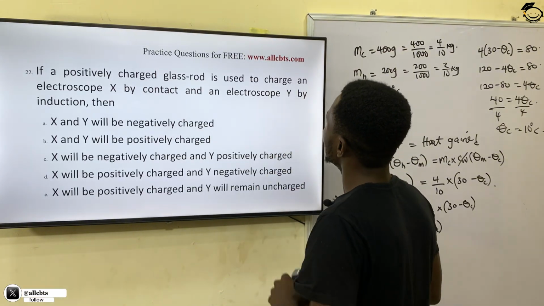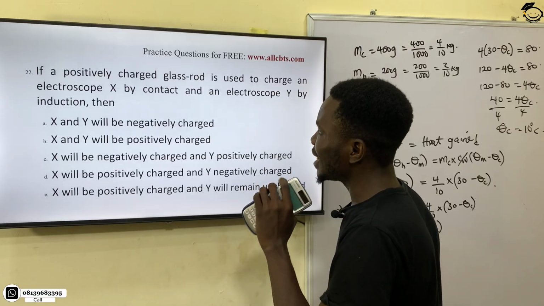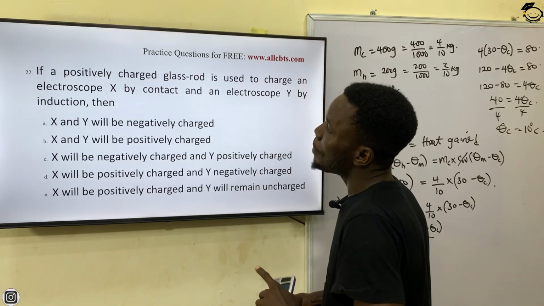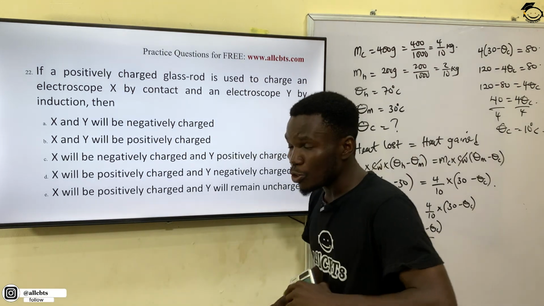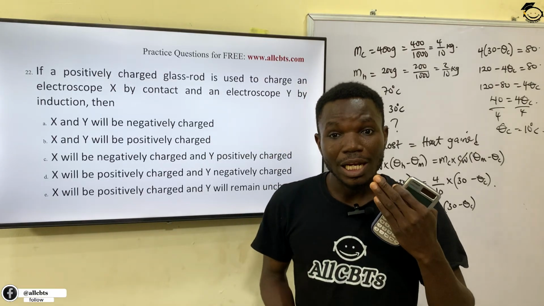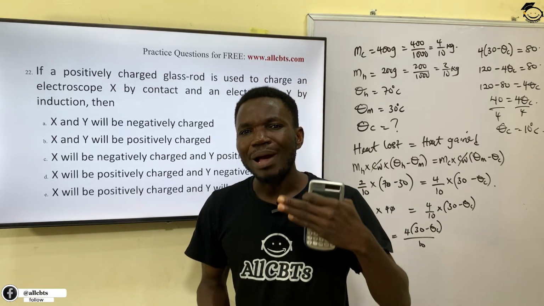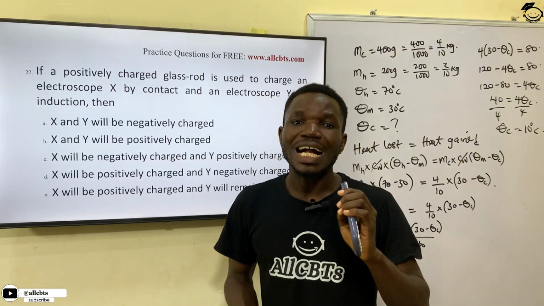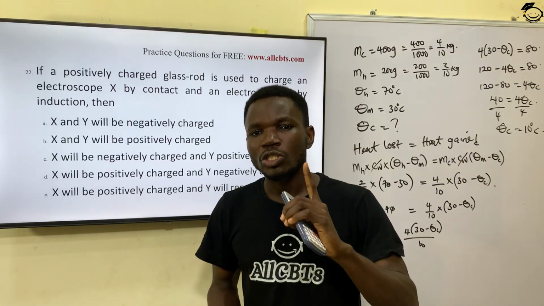charged glass rod is used to charge an electroscope X by contact and an electroscope Y by induction, then dash. Now, when you use a positively charged glass rod to charge an electroscope by contact, the first electroscope that you charge by contact will become positively charged.